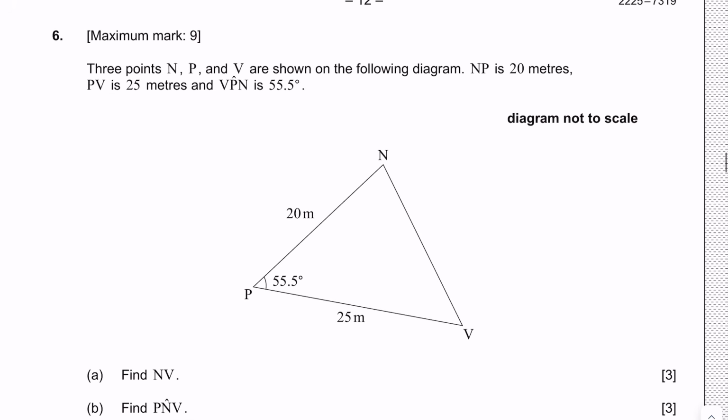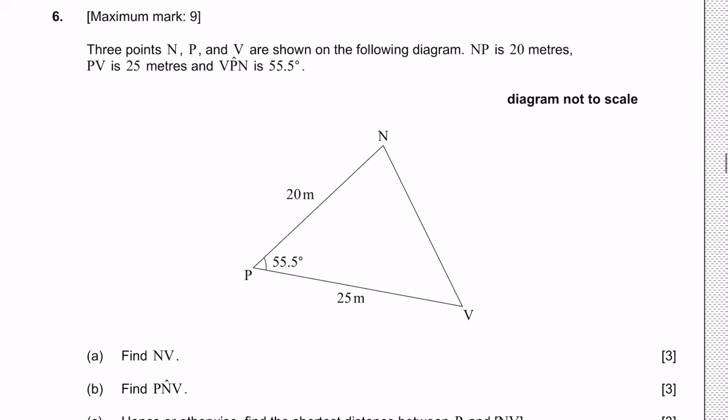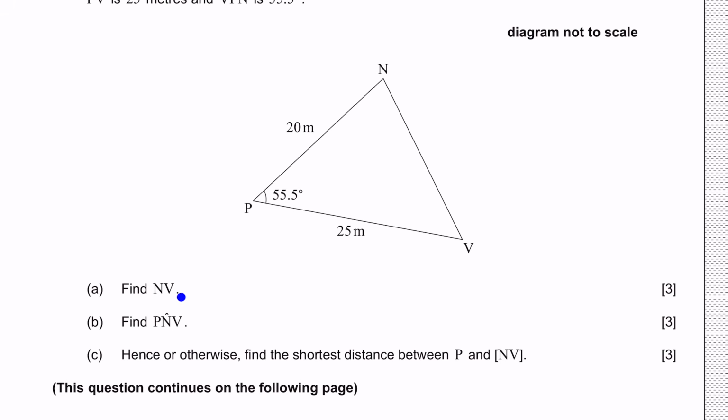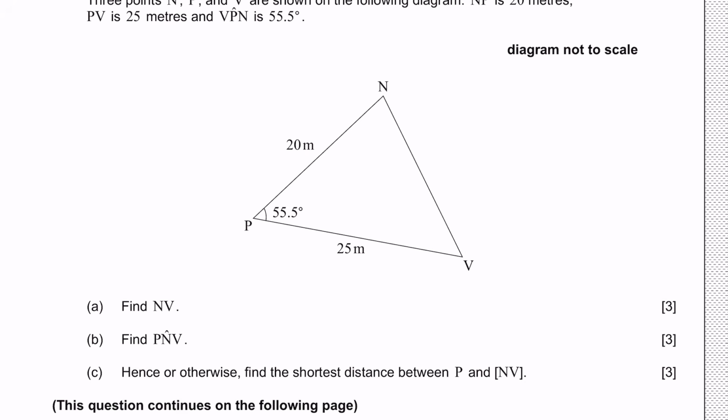All right, question 6, 9-mark question. 3 points N, P, V are shown on the following diagram. NP is 20 meters, PV is 25 meters, and VPN is 55.5 degrees. All right. Find NV. So this is NV right here. We want to find a side length. 3-mark question. I think this is actually a nice question. It's kind of decontextualized and abstract, and to be honest, I actually think it's pretty straightforward.